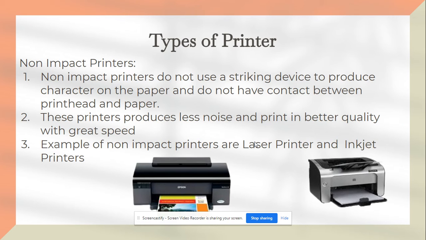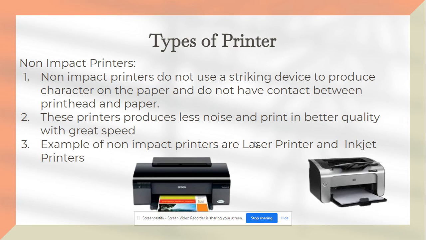So what is a printer? An output device which is used to print the material that we are able to see on the screen onto papers. How many types are there? Two: impact and non-impact. In impact, there is a contact between the print head, the ribbon, and the paper. In non-impact, there is no contact between the print head, ribbon, and the paper. There is certain other mechanism for printing.